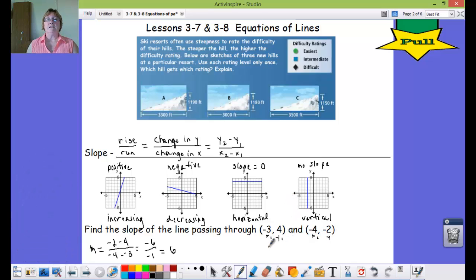Very good. You can see my calculation there. I subtracted the two y values, -2 minus 4, and the two x values. Came out with -6 divided by -1, a positive slope of 6. Very good.